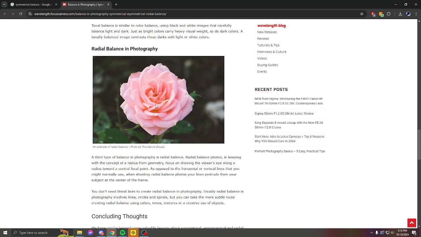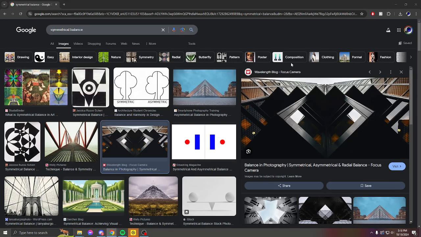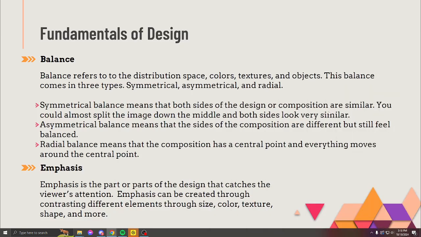And then a flower is a really good example of a radial balance, so that everything centers around the middle of the flower with its bloom. So those are really good examples of all of those. So just keep that in mind as you're designing, because these are things that we need to make sure that we keep in mind. So the following thing is emphasis.